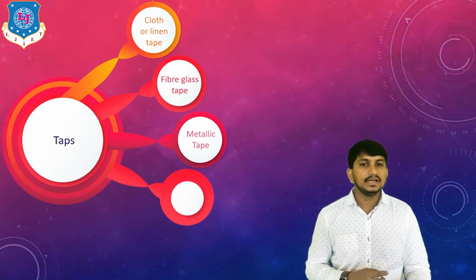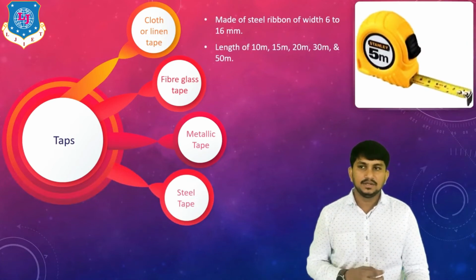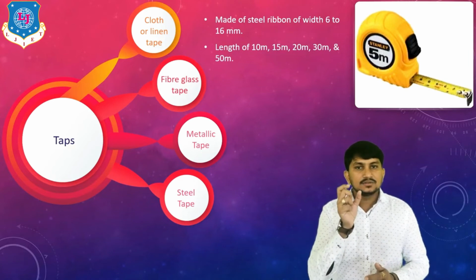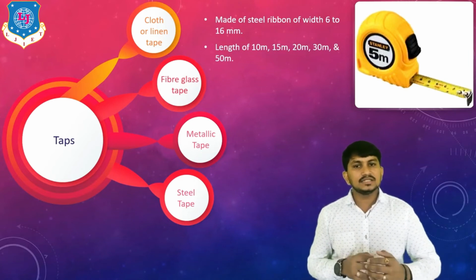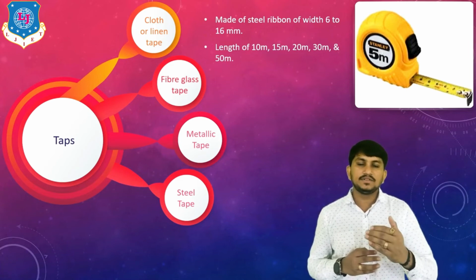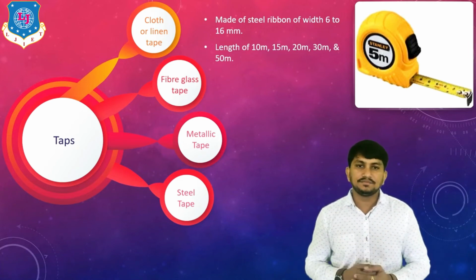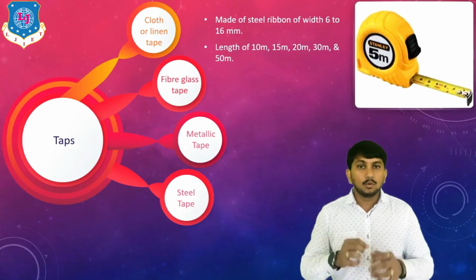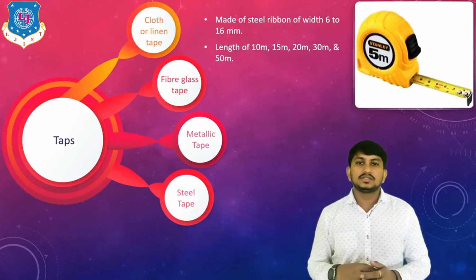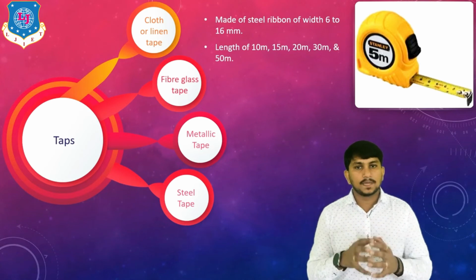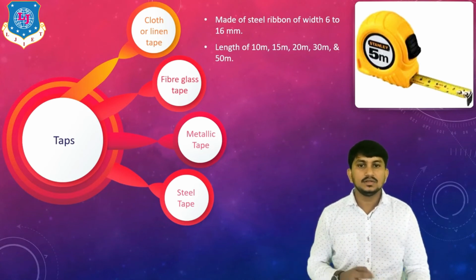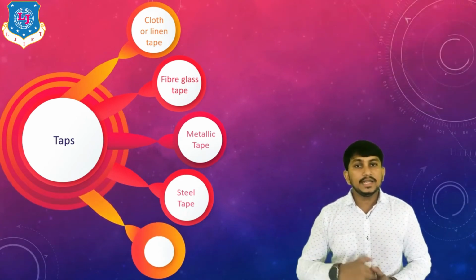Next type of tape is steel tape. It is made of steel ribbon having width of 6 to 16 mm. The length of the steel tape is about 10 meter, 15 meter, 20 meter, 30 meter and 50 meter. Its main advantage is that it is more durable compared to the above three tapes, and the corrosion of metallic tape is overcome by steel tape. So it is a widely used tape.